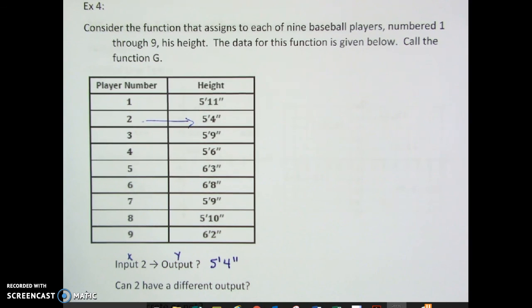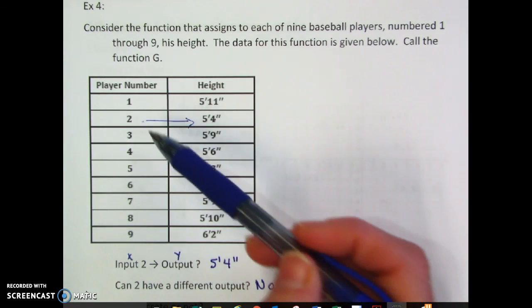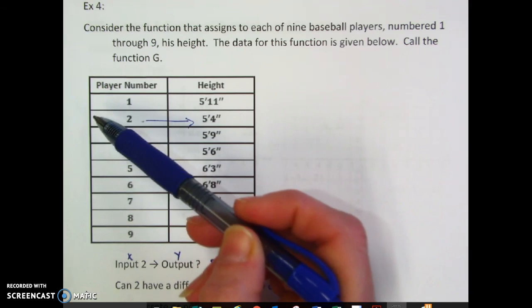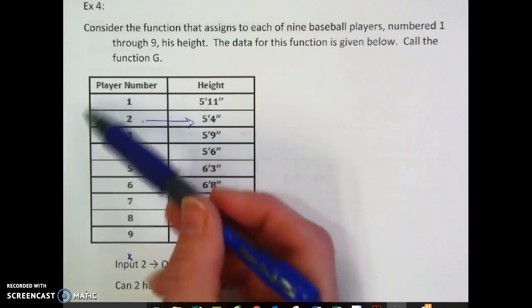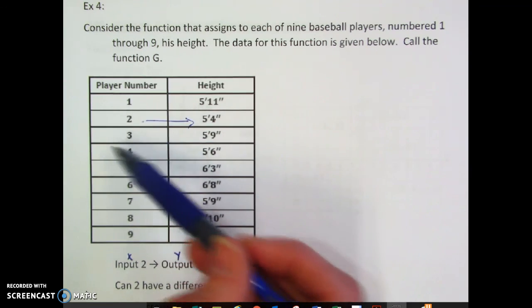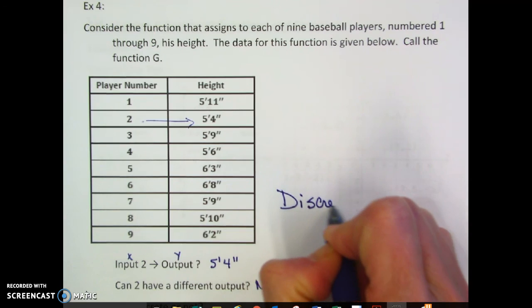Can 2 have a different output? Is it possible for player 2 to have a different height? No, player 2 cannot have a different height. That's the only height that he's going to have. And is this function discrete or not? Absolutely, because these players only have one height, and you're not going to have half a player, or their number is not going to, you're not going to be able to take half of this for any reason. So this is a discrete function for sure.